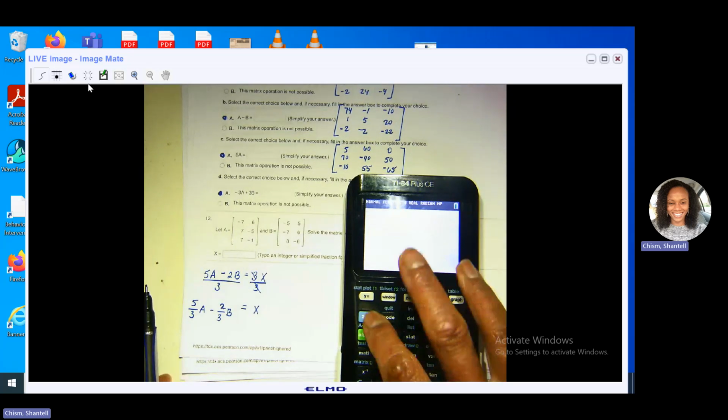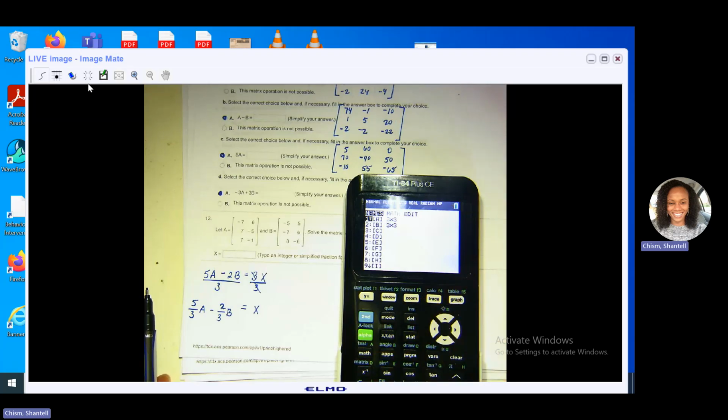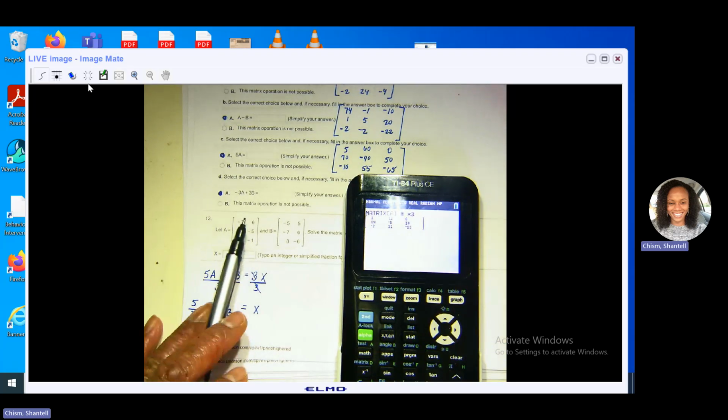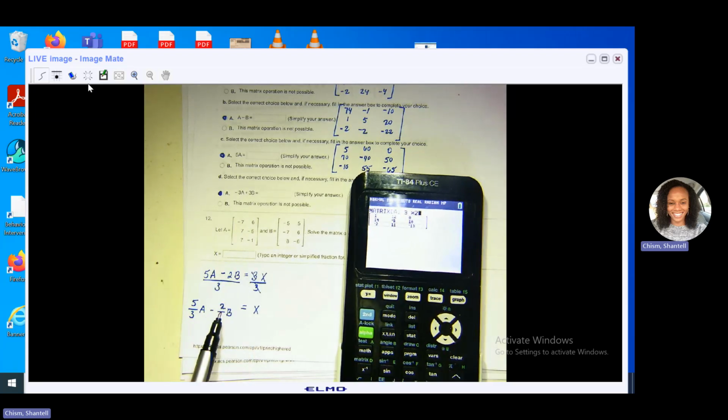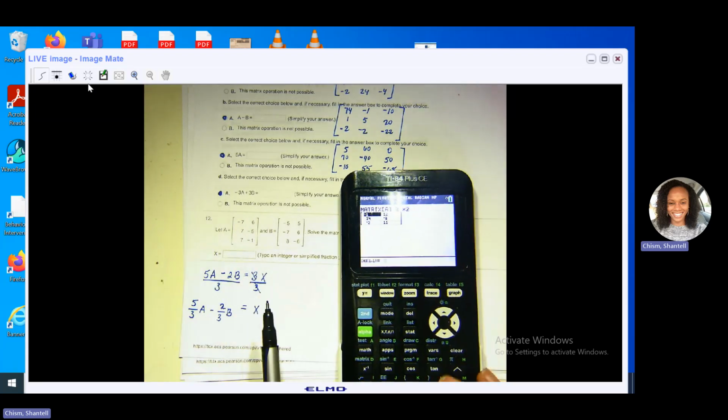Okay, so I'm going to actually now get X by plugging these matrices into my calculator. I'm going to press second matrix. I'm going to edit matrix A. This is a 3 by 2. So I've got -7, 6, 7, -5, 7, -1. Okay, so I've got A.